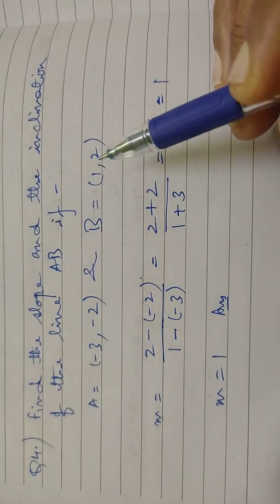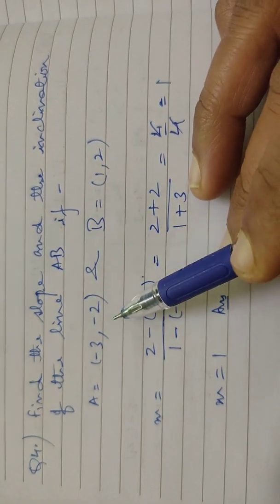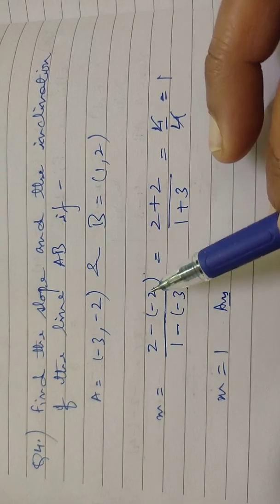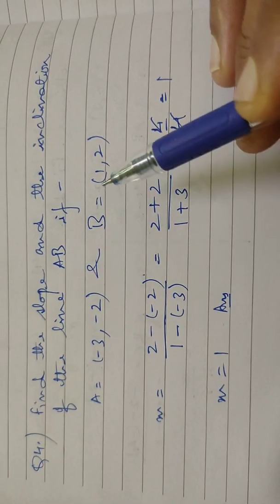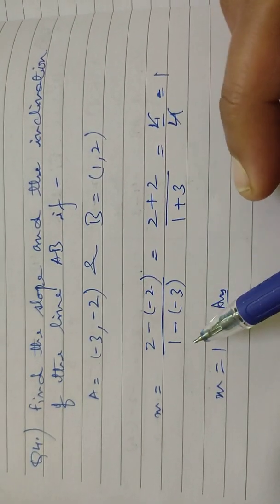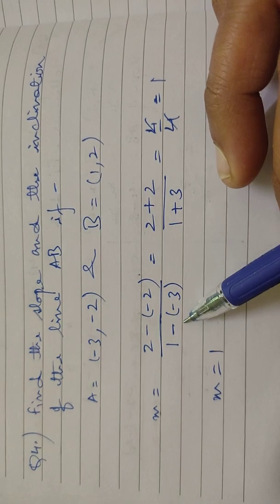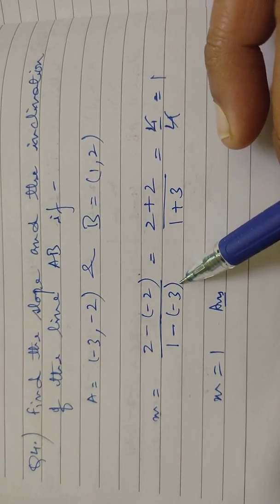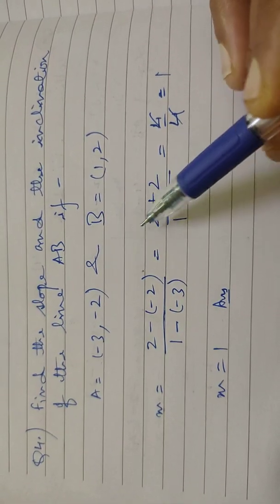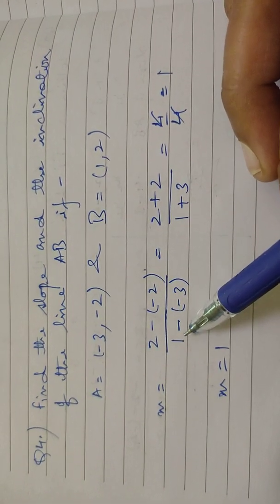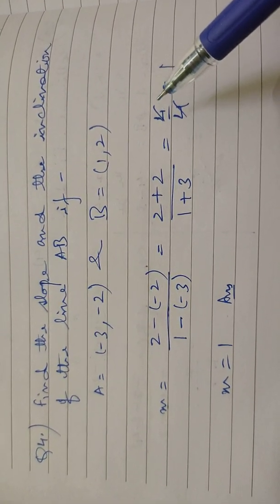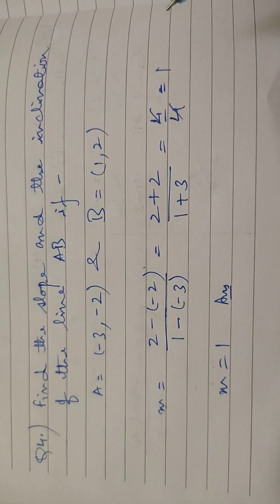M is equal to y2, that is 2, minus y1, that is -2, upon x2, that is 1, minus x1, that is -3. On solving this further, it will be 2 plus 2 because minus minus is plus, and in the denominator also 1 minus minus is plus 3. So in the numerator and the denominator, both the values will come out to be 4 upon 4, which on cancellation will give us 1.